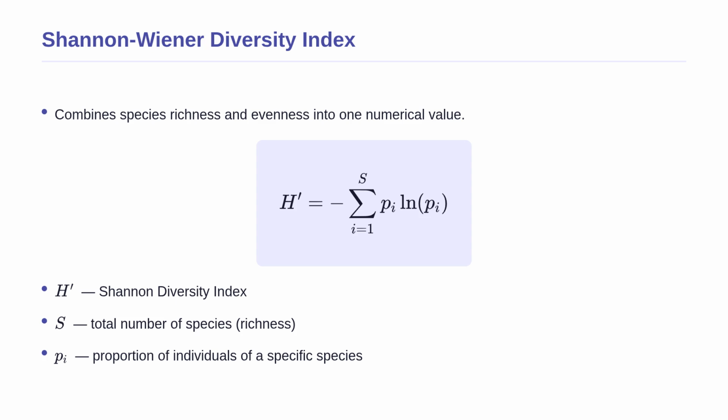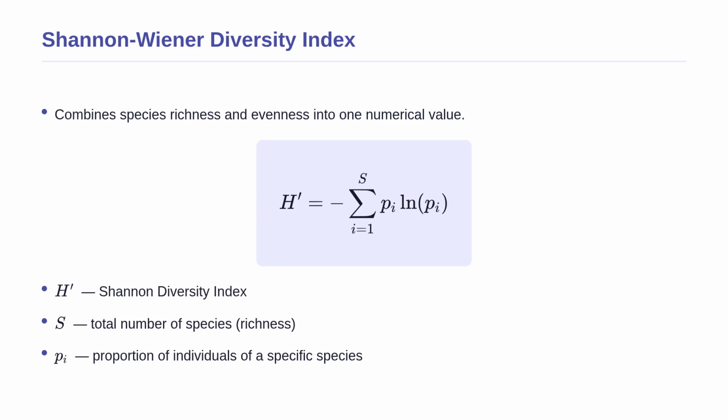H prime represents the final Shannon Diversity Index score. S stands for the total number of different species, which is our richness. The variable pi represents the proportion of individuals belonging to a specific species. We also use the natural logarithm function.